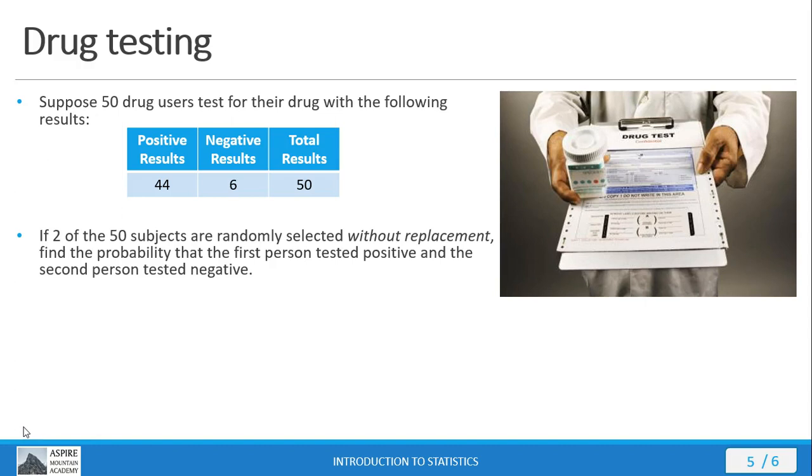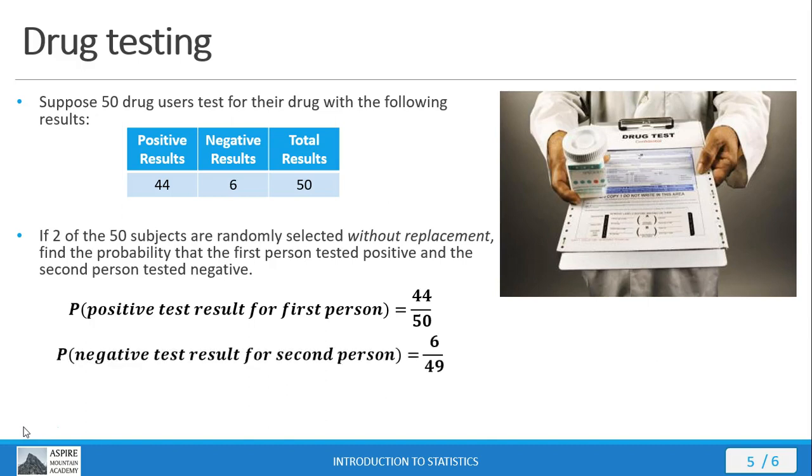So here's how this plays out. First, we're going to calculate the probability that the first person tests positive. So that's the part over the whole. So we got 44. That's the part that tests positive over the whole, which is 50. Then we're going to take the probability for the negative result for the second person. So that probability's got 6. There's 6 people that test negative.